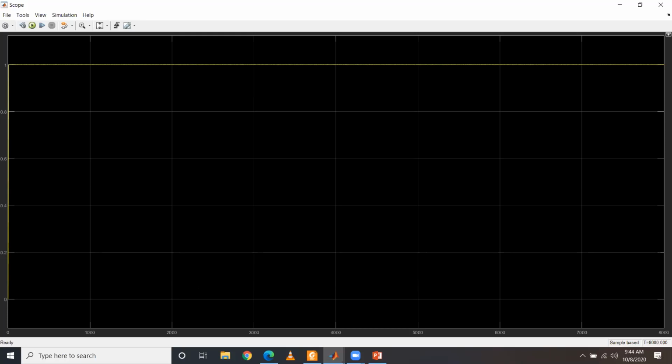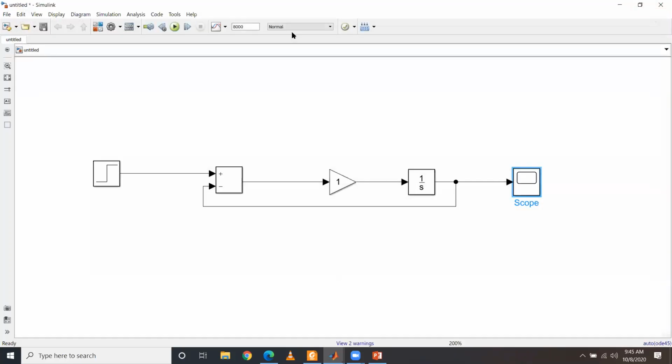Sir, because RC value is 1. And how does that affect things? So the time constant is very small. So it reaches its final value very fast. Isn't it? Yes, sir. So if you look at the simulation time, we had 8,000 seconds.